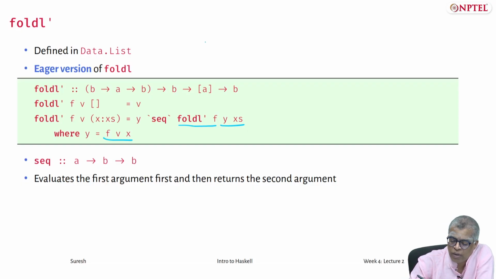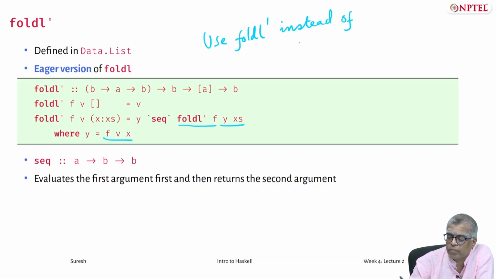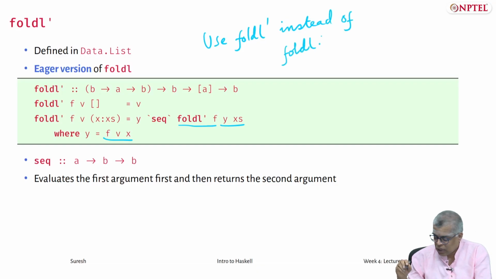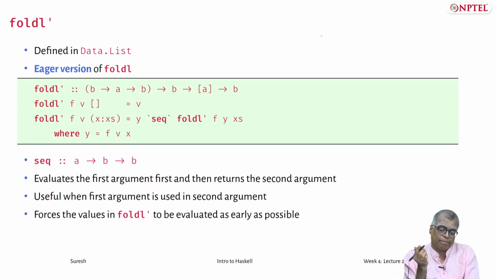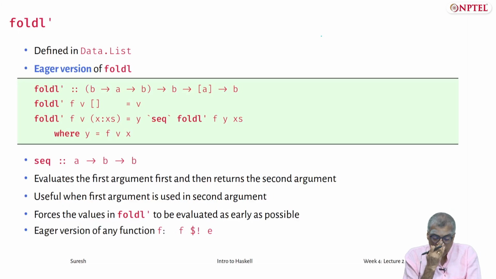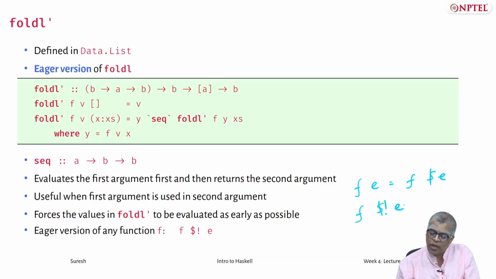And the reason is this. Any function f has an eager version. Remember that f e is nothing but f $ e, because dollar is the apply function, but you can have an eager apply which is f $! e. What this will do is it will evaluate e and then apply f on e.